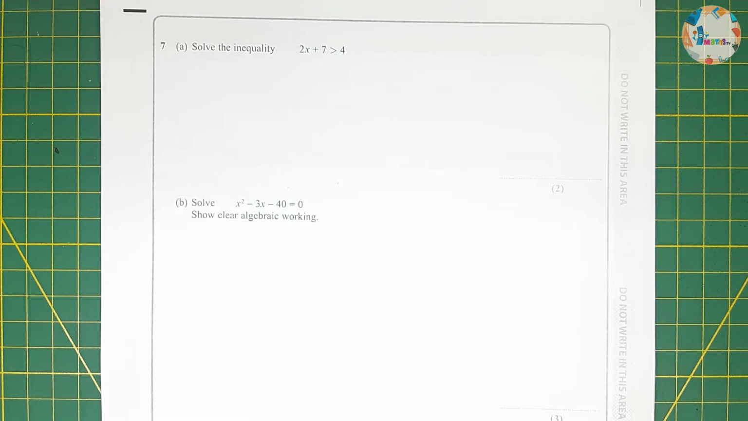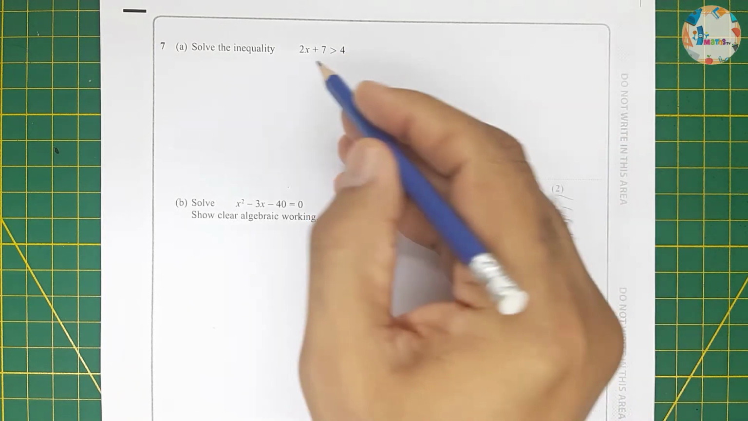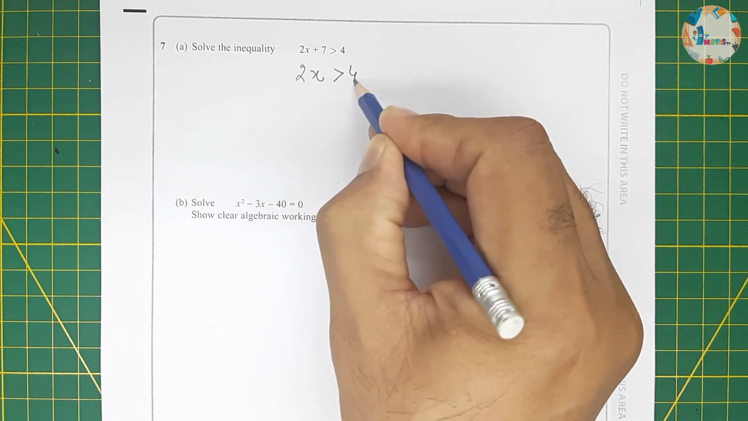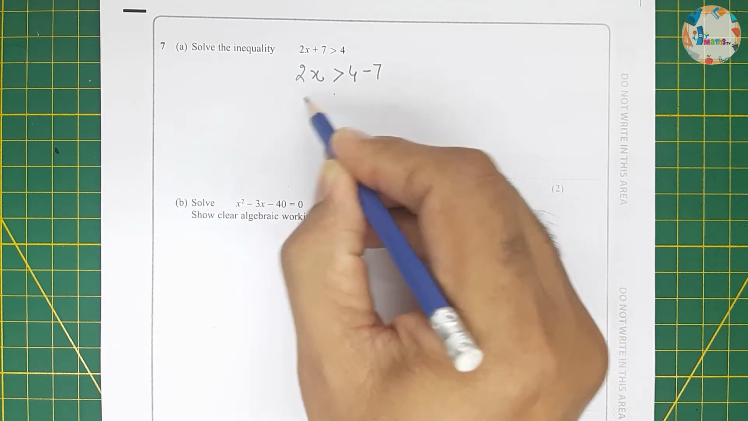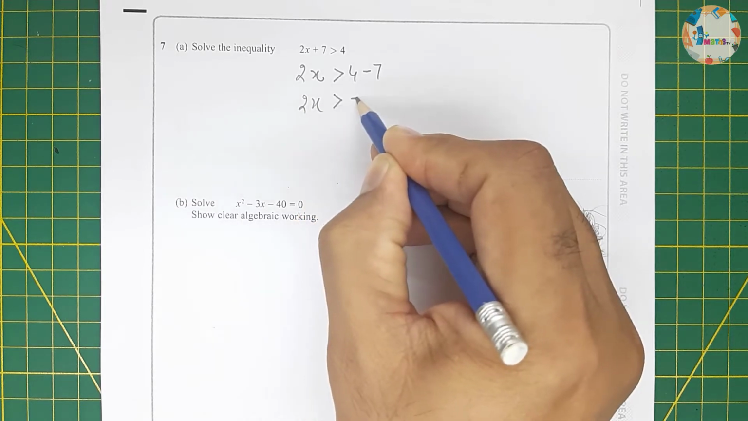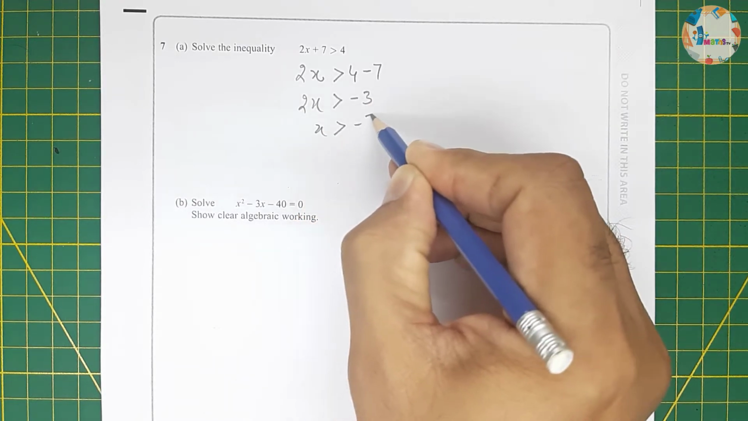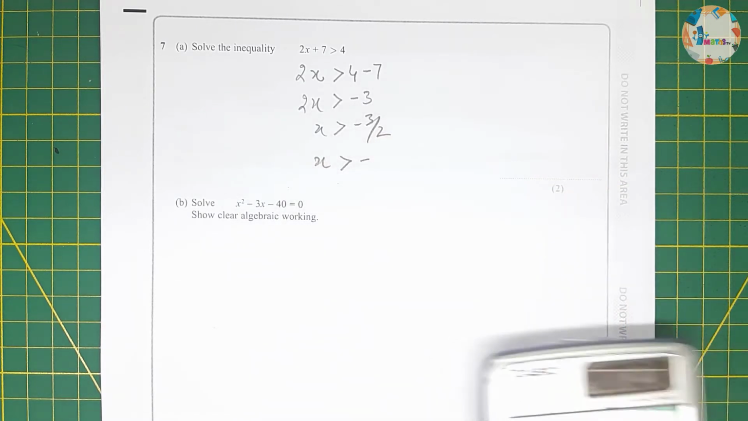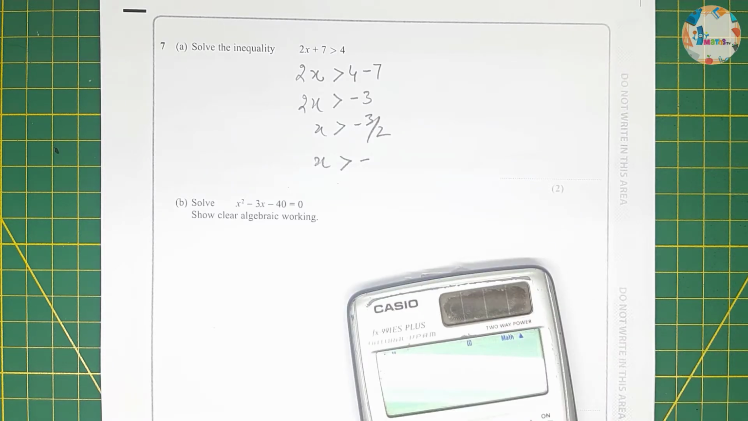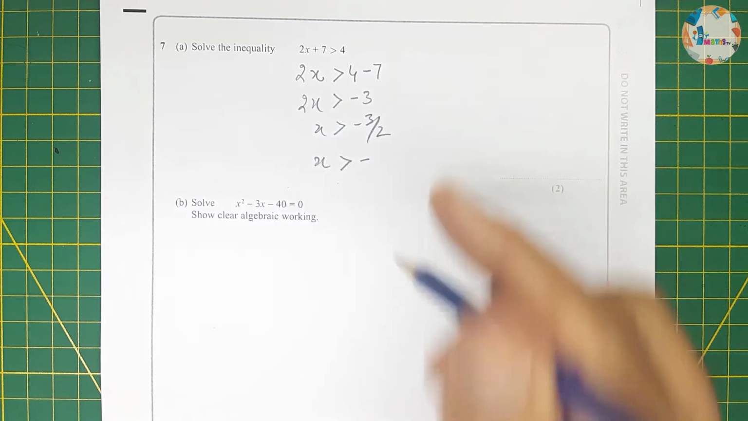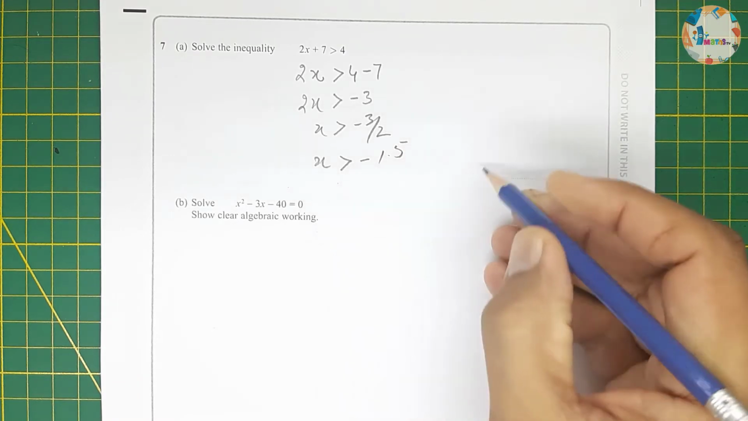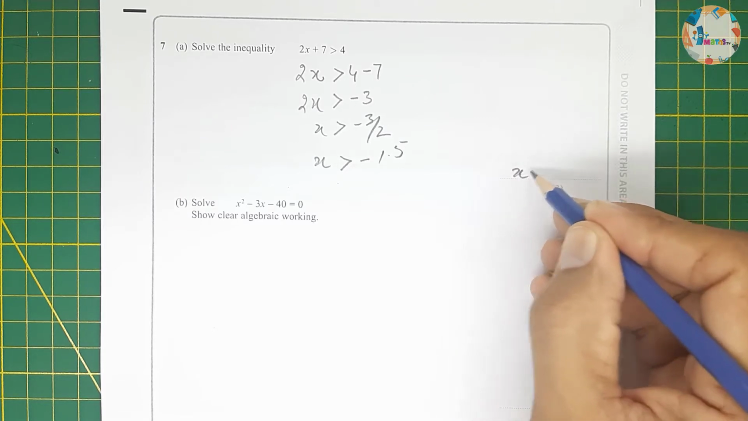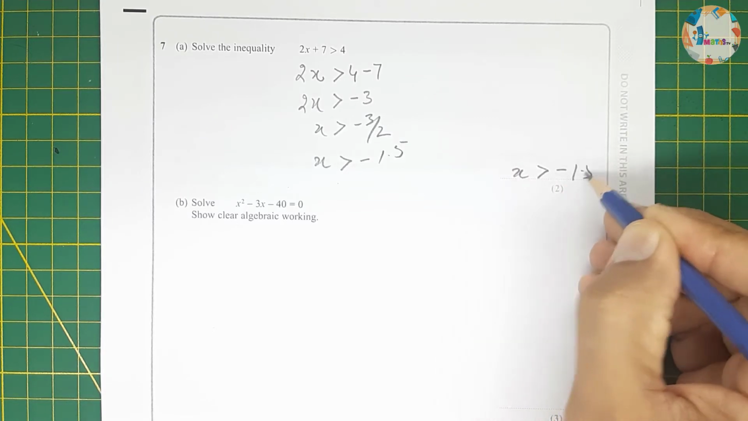Now question number 7 is inequalities. So we have to solve this. We can shift 7 to the other side. So 2x is greater than 4 minus 7, and 2x is greater than minus 3. So x is greater than minus 3 by 2. So we can write x is greater than minus 1.5, since 3 divided by 2 will be 1.5. Hopefully you got this as well. So we can write x is greater than minus 1.5.